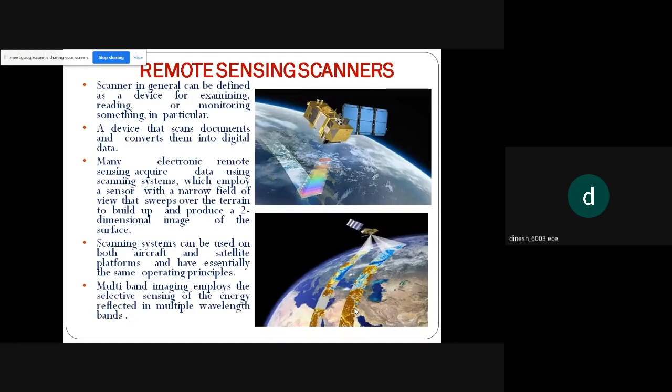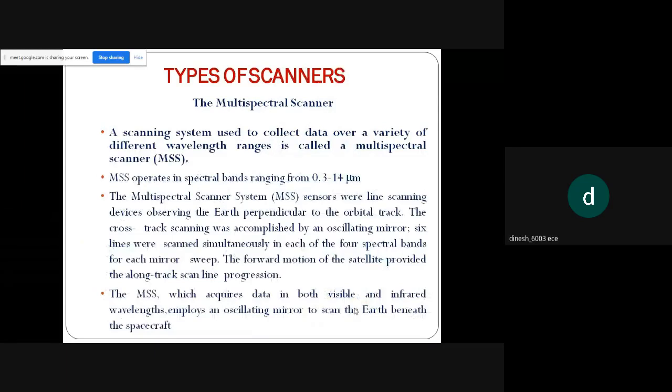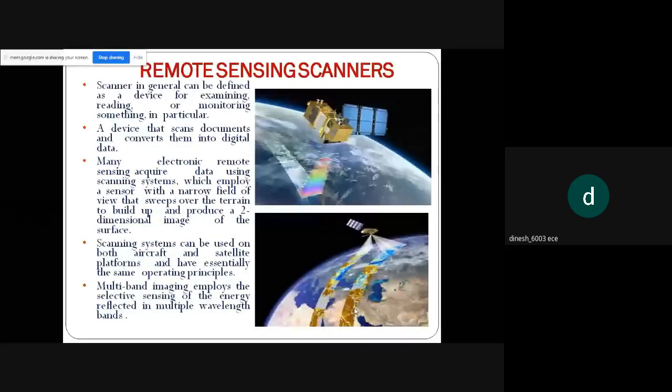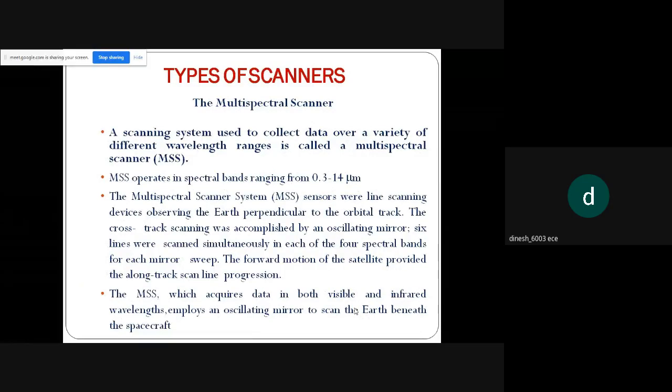In this case, a multi-band imaging system is deployed to sense the Earth's surface by using the energies that are reflected in multiple wavelength bands. That we call the multispectral band or multi-band imaging technique. There are different types of scanners being used. One of them is the multispectral scanner, which I just now mentioned, multi-band imaging.